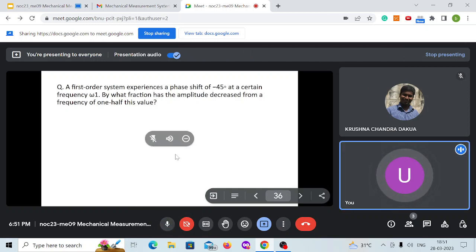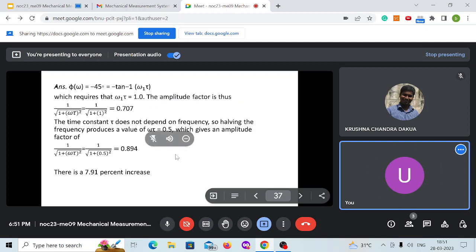Okay, we'll see the solution for this. We know it's a first order system, and that the phase shift is 45 degrees at frequency omega 1. We need to find the amplitude decrease. Phase lag is given as minus 45, so from this we can find omega tau. We know that phase lag is minus tan inverse of omega tau, so we take tan of 45, the minus gets cancelled, and tan 45 is omega 1 tau. Tan 45 is 1, so omega 1 tau is 1.